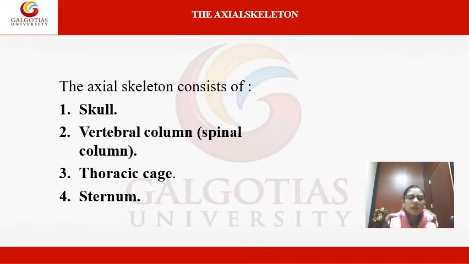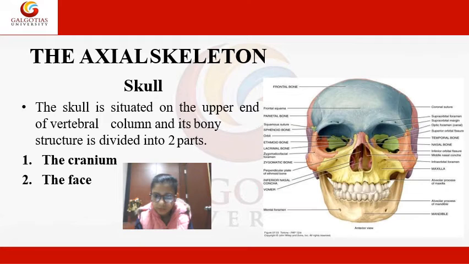So here we will be learning the skeletal system. The skeletal system consists of the skull, vertebral column, like the spinal column, thoracic cage, and sternum. Okay, so in this slide you can see the skull. This is a diagram of your skull which has many bones.